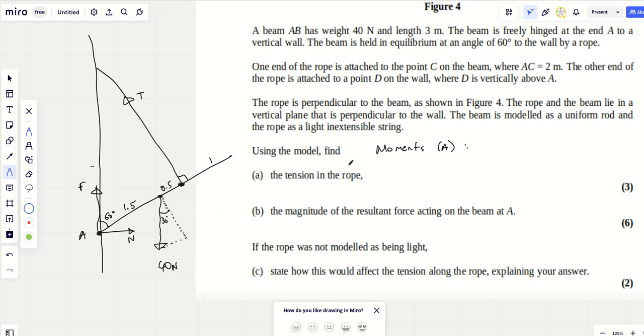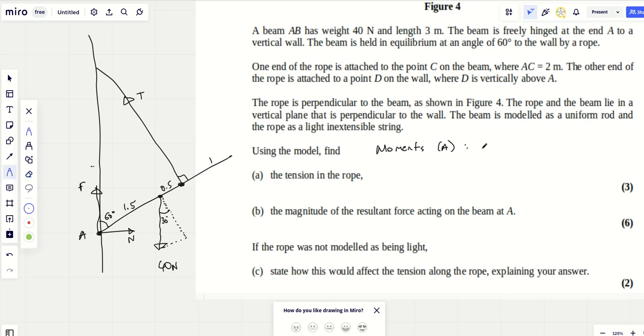Yeah. Okay. So taking moments at A, can you see that, I always advise people, think of this as a pencil or something like that and hold it at A. If you push it in that direction, it will turn like that. Whereas if you push it in that direction where the T is going, it will turn like that. So that's your clockwise moment. That's your anti-clockwise moment, and they should equal each other.